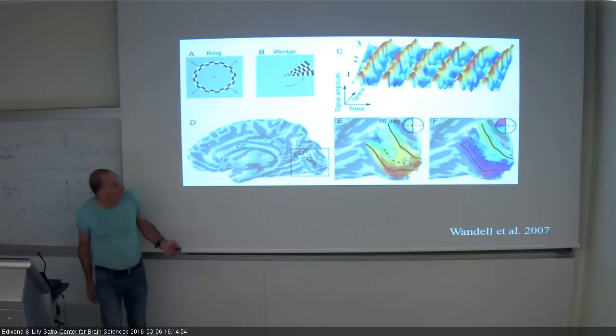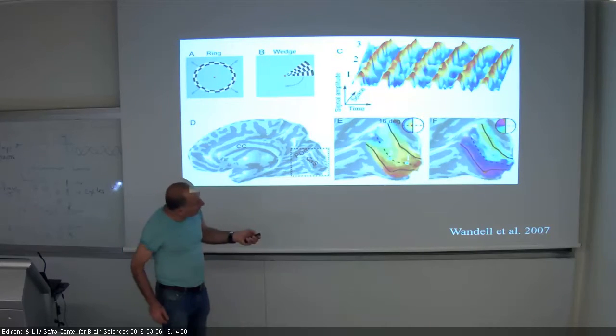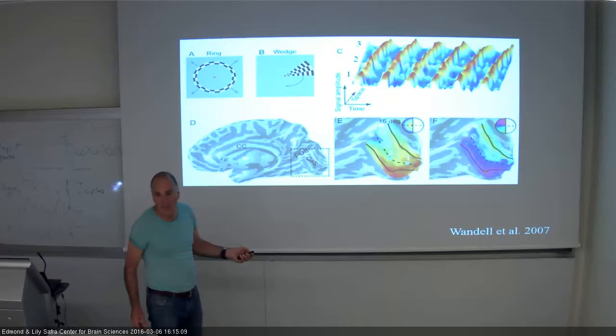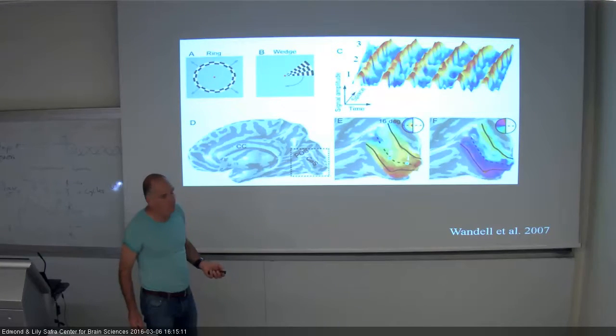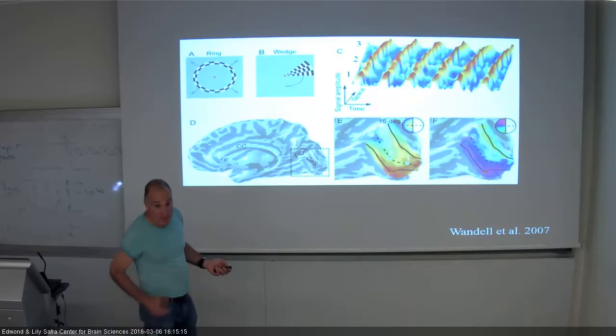And similarly, if you're using this rotating wedge, again, the color coding here corresponds to whether the stimulus is, you know, at the upper quadrant or the lower quadrant. Which hemisphere would that be? Yeah, right, the right hemisphere.